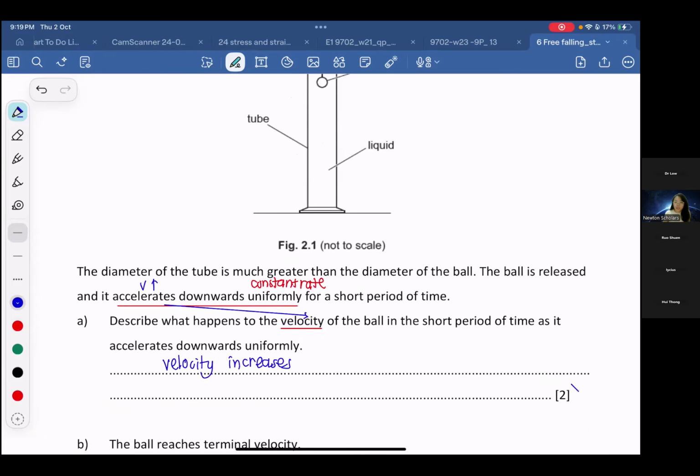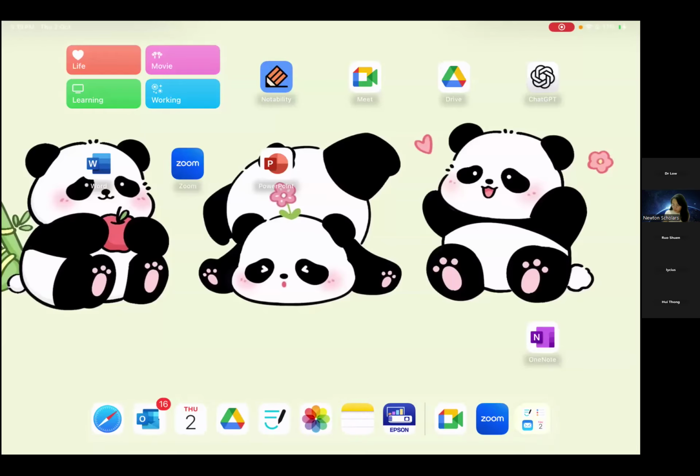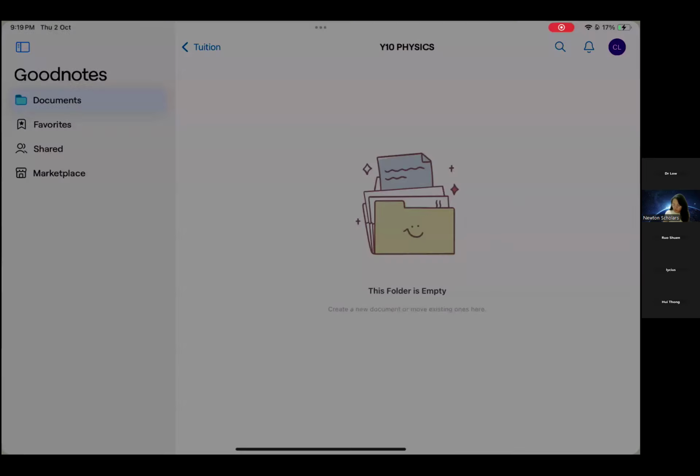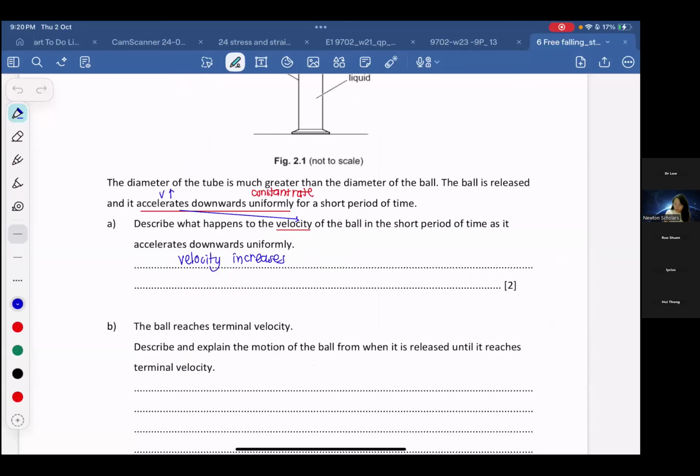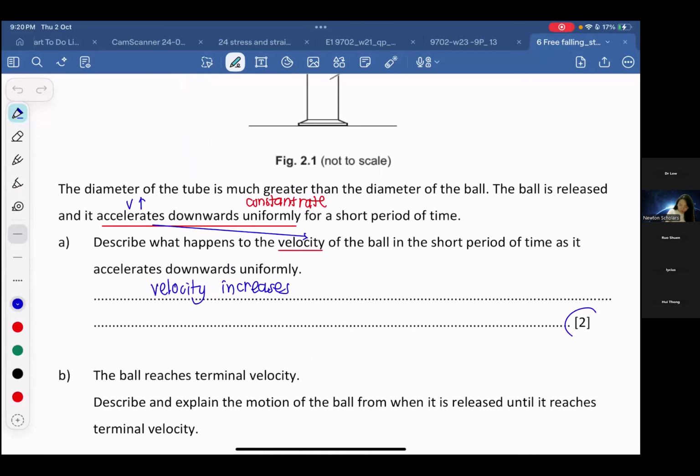2 marks here. One more mark. Where is it? One more mark is talking about the uniformly. So how is the velocity increasing? It is increasing velocity at a constant rate. At the start, they are increasing at a constant rate.